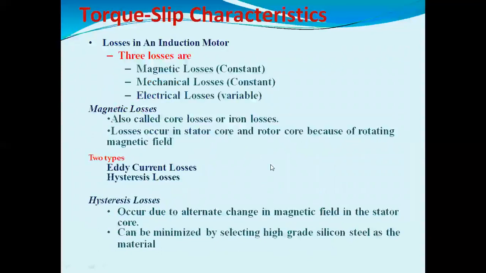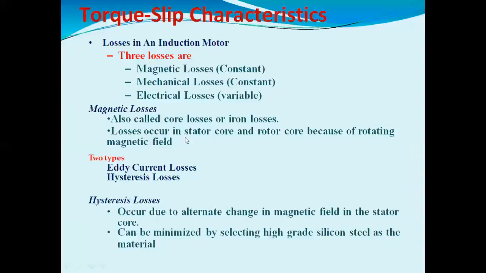So now we will come to the losses in a three-phase induction motor. There are three losses. One is called the magnetic loss, that is a constant loss. One is the mechanical loss, that is a constant loss, and one is the electrical loss, that is a variable loss. The magnetic losses are also known as core loss and iron losses.